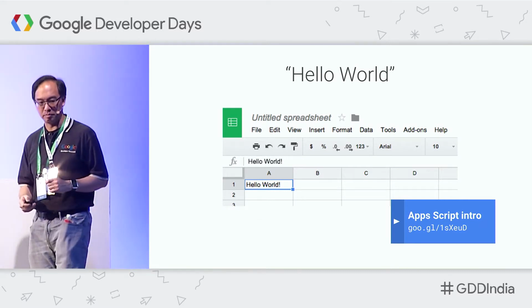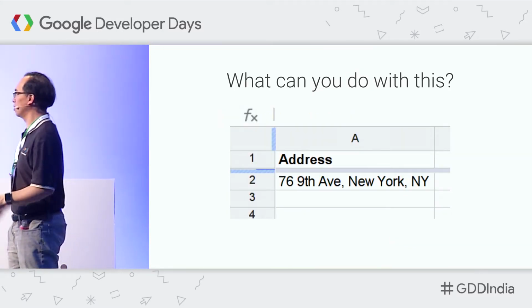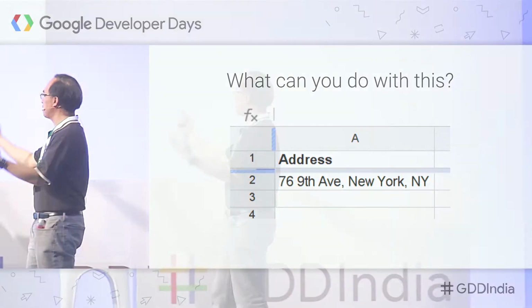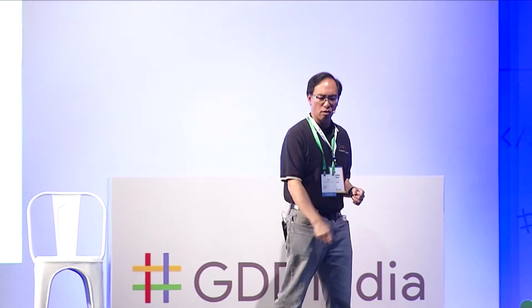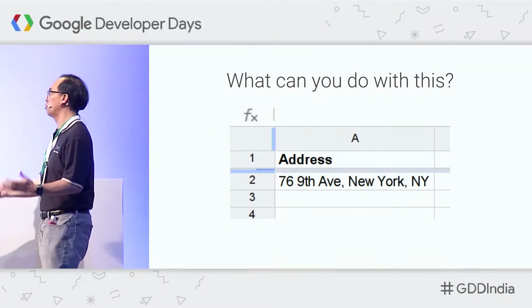So that's my job. All right, now let's look at this one. What can we do with this? That's an address, right? Happens to be the address of the Google New York office, but maybe you want to invite your friend here for lunch. What can you do with it?